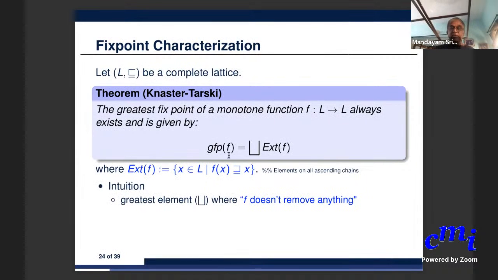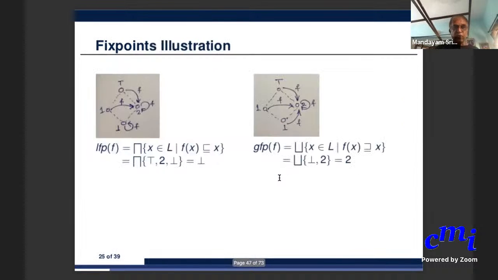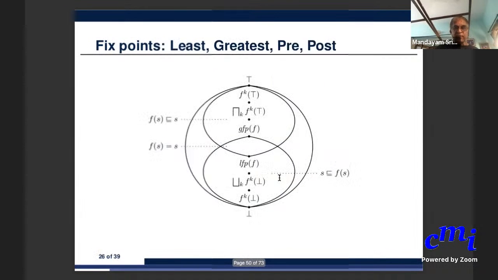Similarly, the greatest fixed point of any monotone function was characterized as the least upper bound of another set of elements in the lattice called the extensive set, which contains all elements that appear on all ascending chains in the lattice. Okay, so that's how it was characterized, and we saw some examples there.